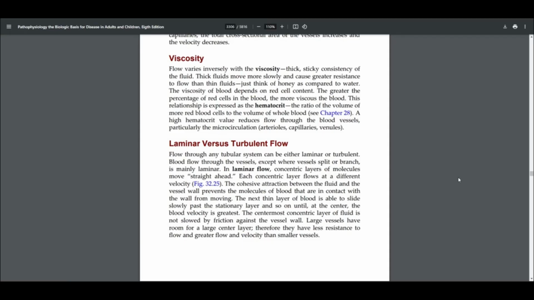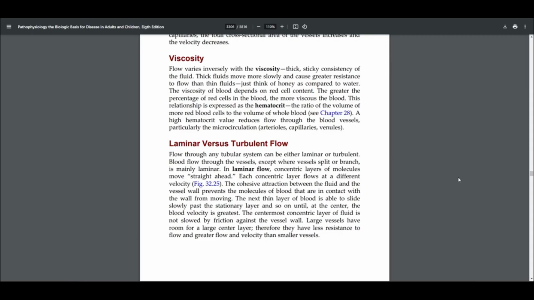The viscosity of blood depends on red cell content. The greater the percentage of red cells in the blood, the more viscous the blood. The relationship is expressed as the hematocrit, the ratio of the volume of the red blood cells to the volume of whole blood. A high hematocrit value reduces flow through the blood vessels, particularly the microcirculation in the arterioles, capillaries, and venules.